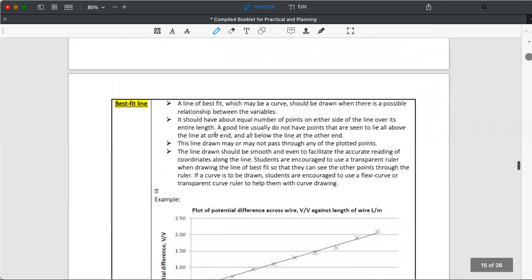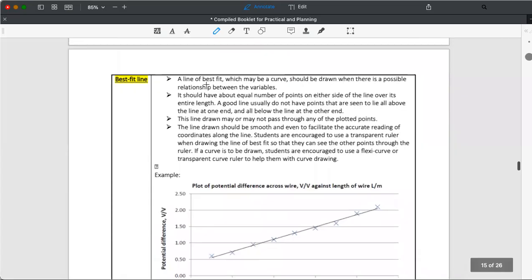Best fit line. The line of best fit may be a curve sometimes. So best fit doesn't mean it must be a straight line. That's wrong. It can be a curve, so it depends on your data point trend. You have to read your data points to see whether they look like a curve or a straight line. The question may not tell you. Sometimes they may tell you, but sometimes they may not. Or you can interpret from the quantities they give you.